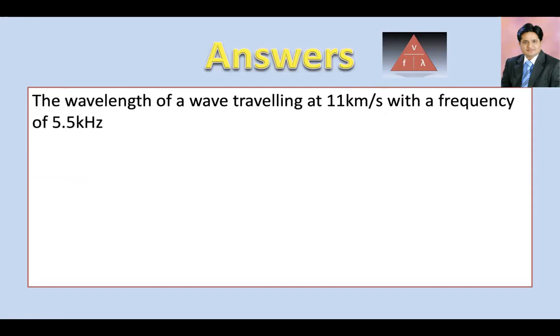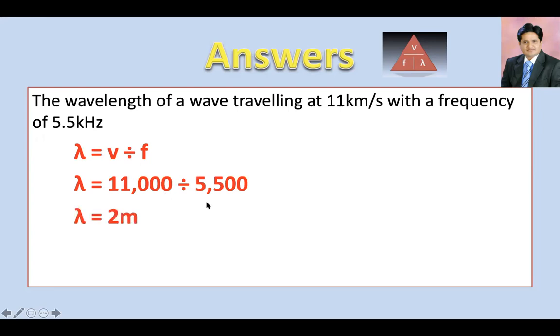Next one. Your wave velocity is 11 kilometers per second. The wavelength of a wave traveling at 11 kilometers per second with a frequency of 5.5 kilohertz. So your wave velocity is 11 kilometers per second. That means 11,000 meters per second. And the frequency is 5.5 kilohertz, which means 5.5 multiplied by 1,000. You are asked to calculate the wavelength. So wavelength is velocity over frequency. So 11,000 meters per second divided by 5.5 times 1,000, which is 5,500. And you get the answer 2 meters.